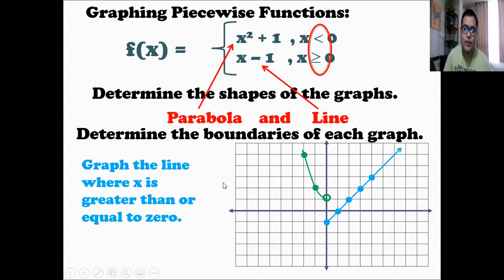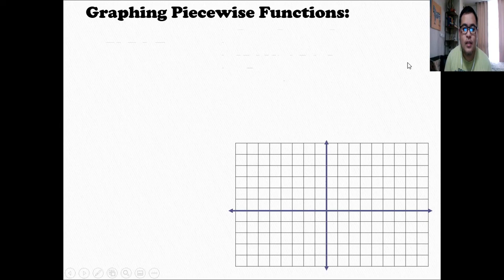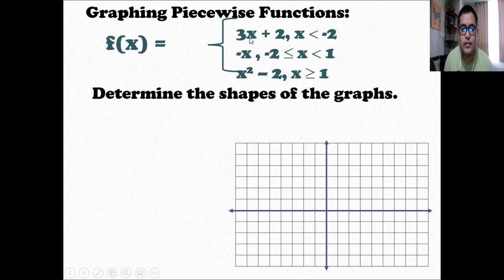Okay, so if you feel that this is confusing, you can go back to this particular part of the video and review. Okay, next, let us graph this one. 3x plus 2, where x is less than negative 2, negative x, where x is greater than or equal to negative 2 but less than 1.